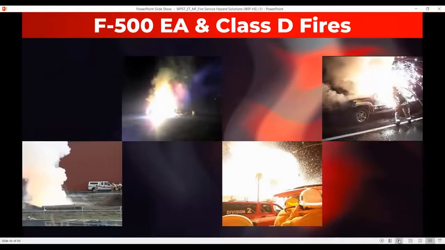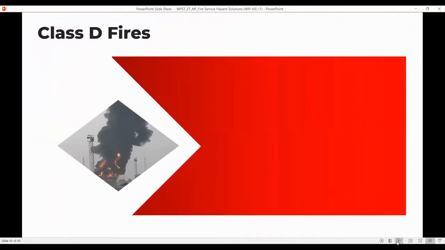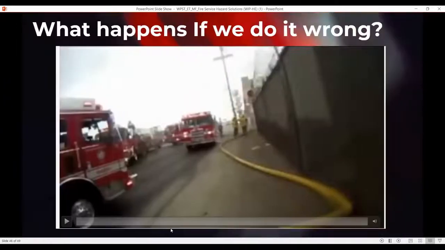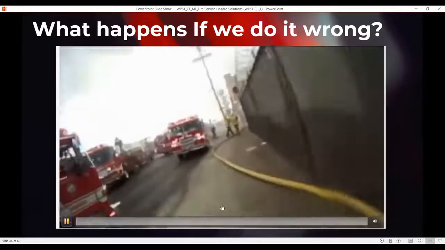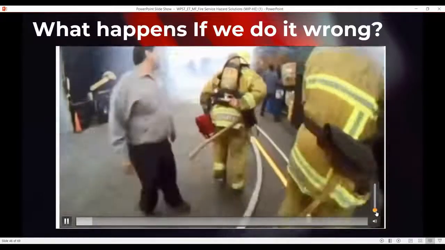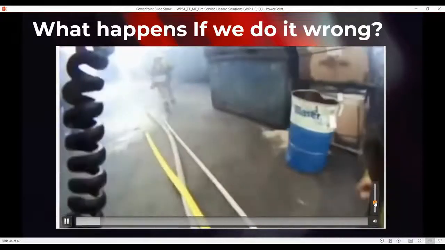Now we get into the Class D fires, those flammable combustible metals, things like magnesiums that we're finding in vehicles and in tools. Titanium, again, found in vehicles, tools, even some of the sporting equipment now with titanium drivers on golf clubs, those types of things. And then zirconium. There are actually some zirconium, titanium, and zirconium magnesium alloys that are being used in vehicle fires. When we do it wrong, it can be very dangerous. So this was a fire involving titanium in Los Angeles.